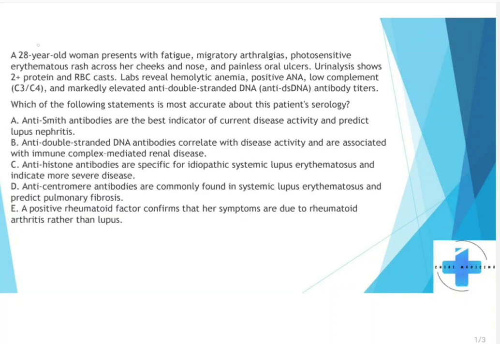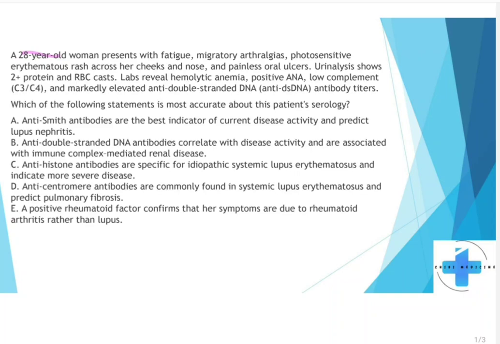Okay, so for this question, we have a 28-year-old woman who presents with fatigue, migratory arthralgias, photosensitive erythematous rash across her cheeks and nose, and painless oral ulcers. Urinalysis shows 2+ protein and RBC cast. Labs reveal hemolytic anemia, positive ANA, low complement, and markedly elevated anti-double-stranded DNA antibody titers. Which of the following statements is most accurate about this patient's serology?